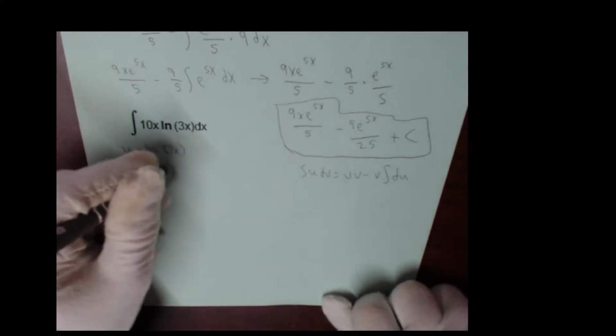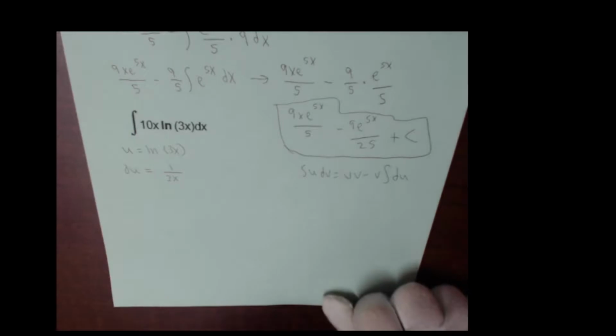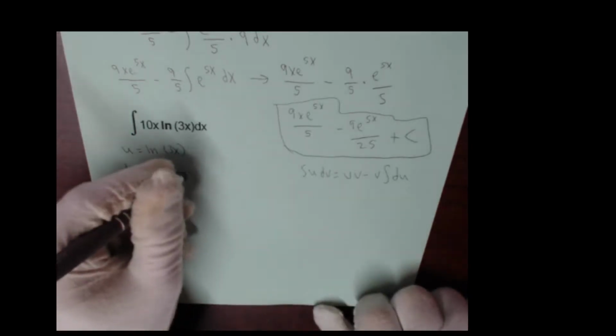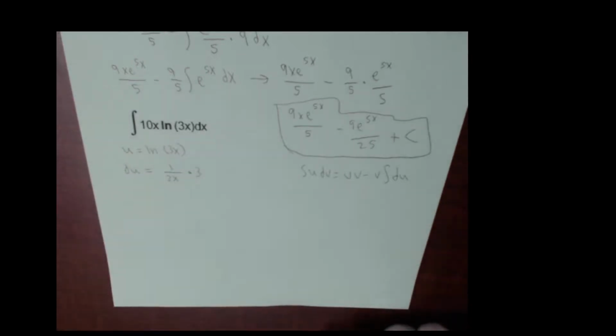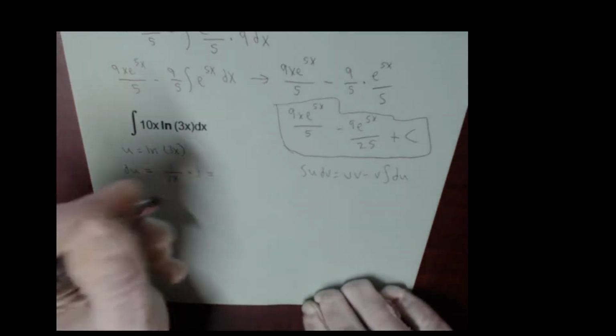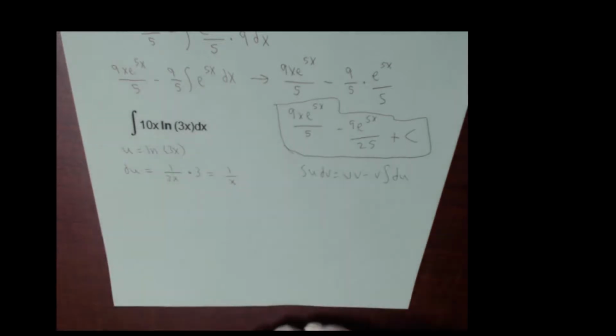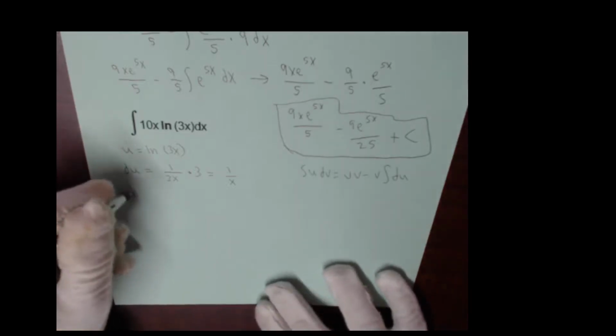Du will then equal 1 over 3x, right? Because we take the derivative of the natural log, times 3, because of the chain rule. So the derivative of the natural log of 3x is 1 over 3x times 3, because of the chain rule, which is just 1 over x. Okay? All right. So now we're going to do dv, which will be 10x.